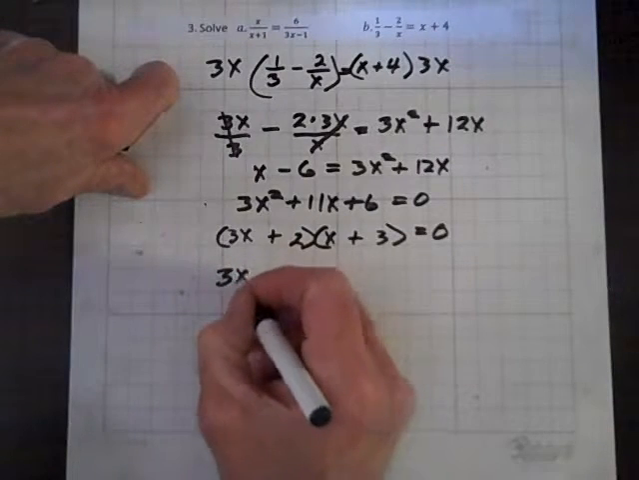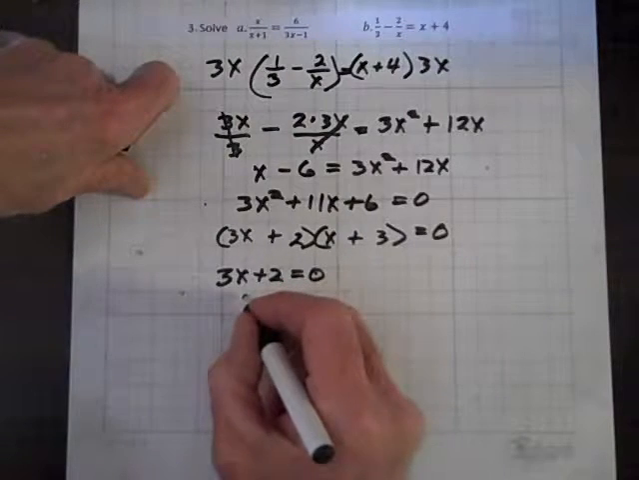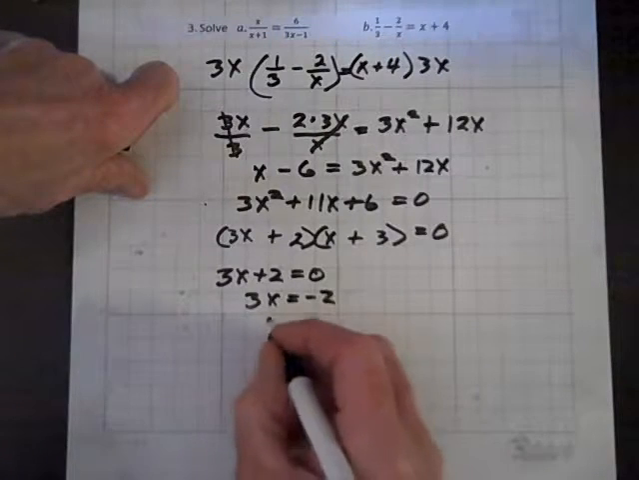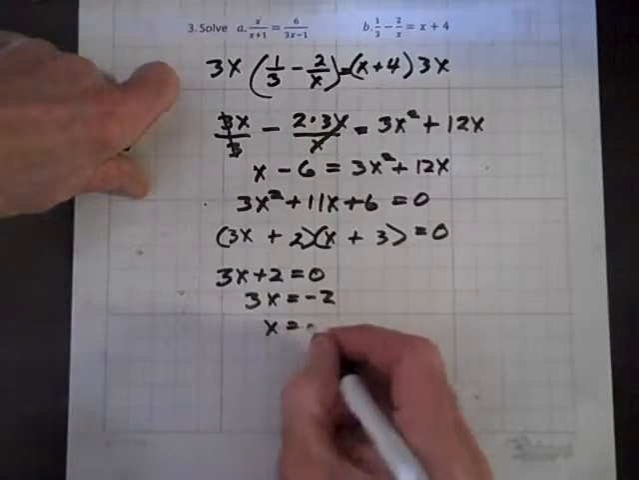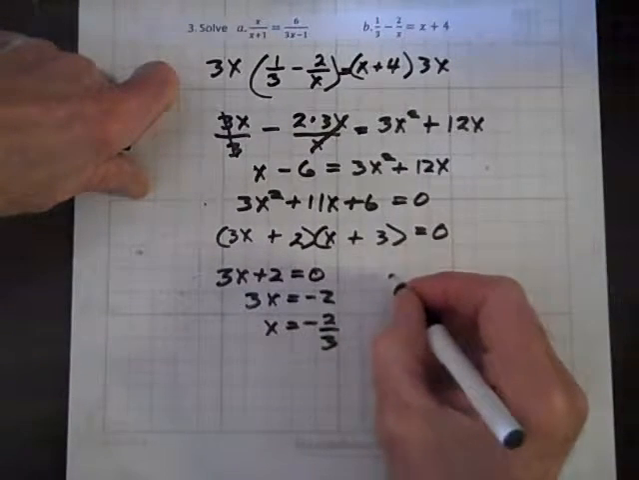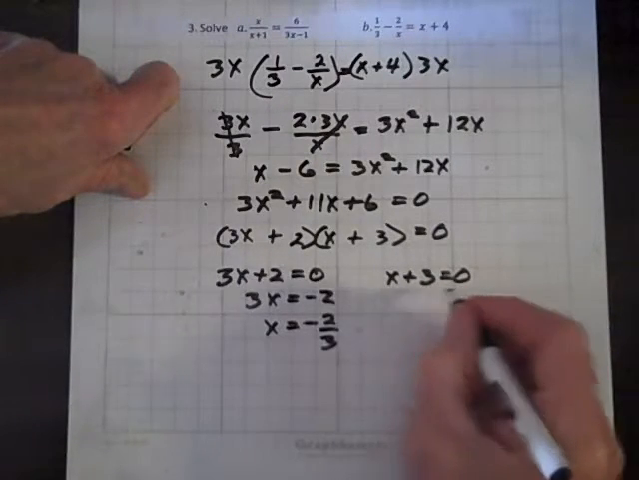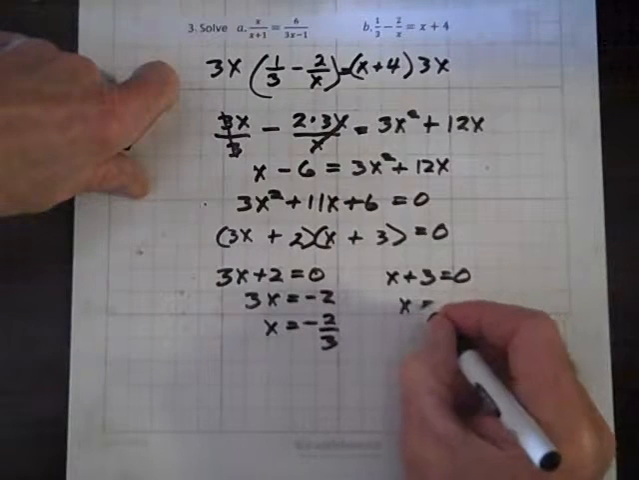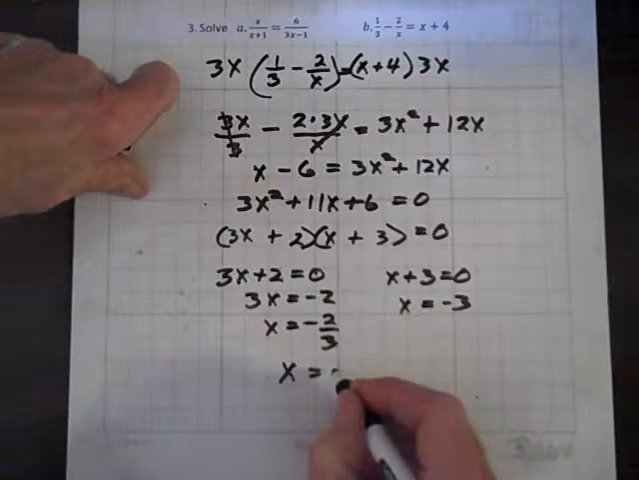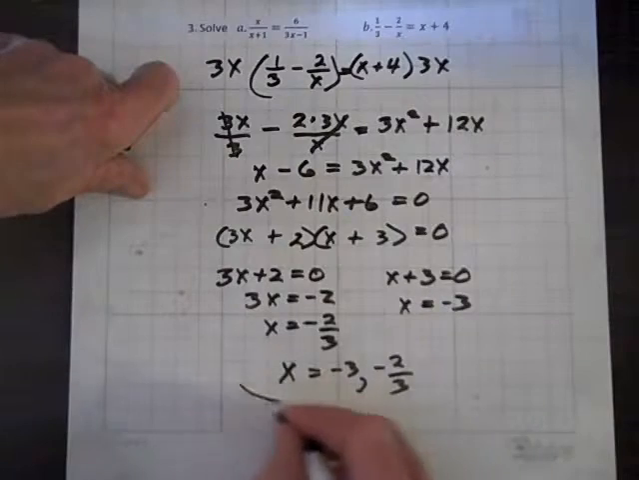So we'll set 3x plus 2 equal to 0. Subtracting 2 from both sides, we get 3x equals minus 2. And dividing through by 3, we get x equals minus 2/3. Now let's take this factor, set it equal to 0, and solve. And subtracting x from both sides, we get x equals minus 3. So the solutions are x equals minus 3 or negative 2/3, and we're done.